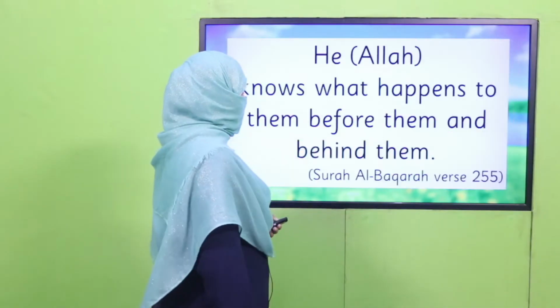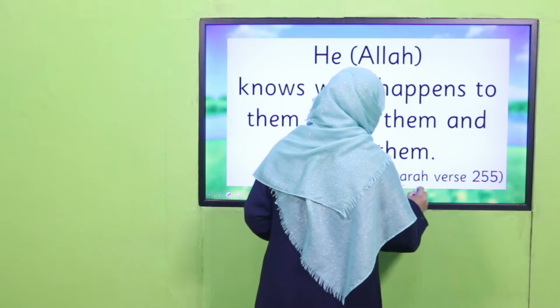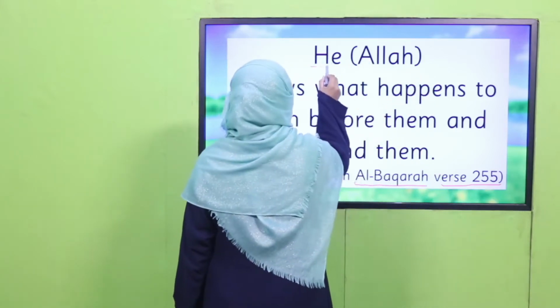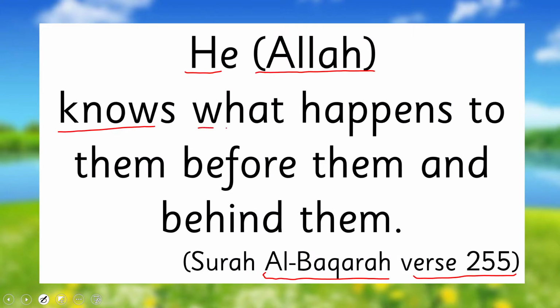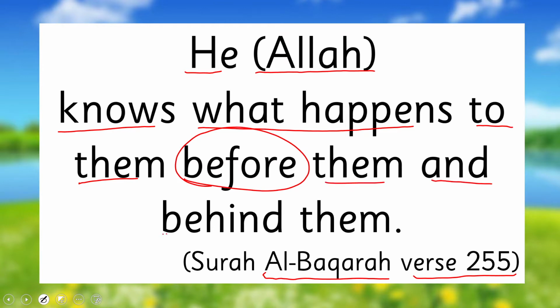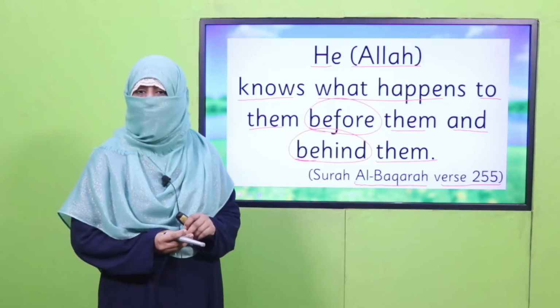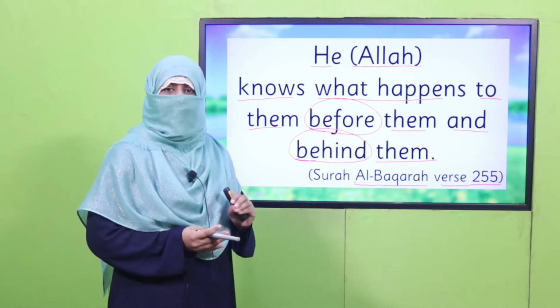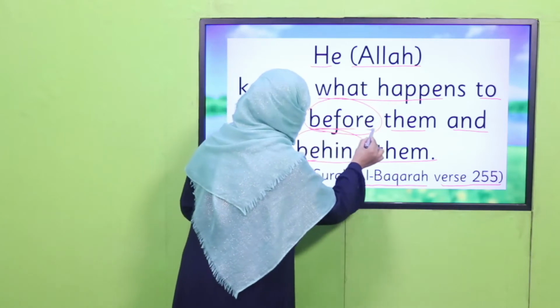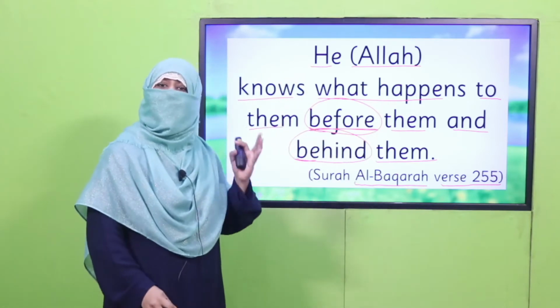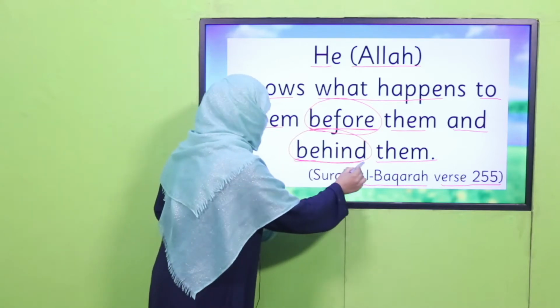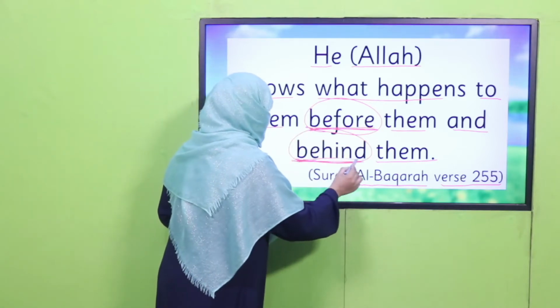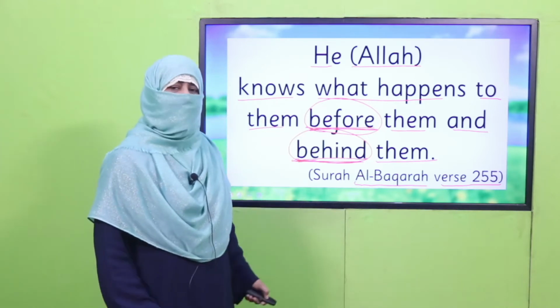Let's start with the name of Allah subhanahu wa ta'ala. Allah mentions in Surah Al-Baqarah, verse 255, He, Allah, knows what happens to them before them and behind them. Yes, my dear children, Allah is mentioning, Allah knows everything, which we don't know, Allah knows that. We know what is happening before us, but what is happening behind us, we don't know, but Allah knows that as well. And do you know this before and behind are prepositions? So today we will learn further.